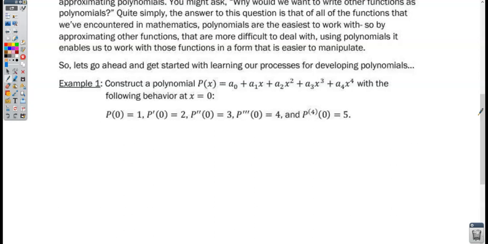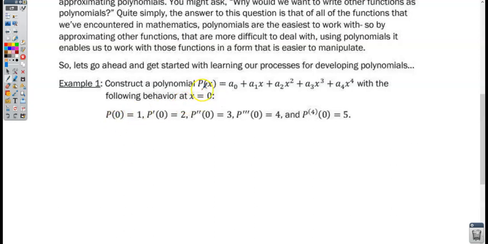We want the polynomial at 0 to be equal to 1. We want the derivative of the polynomial at 0 to be equal to 2. We want the second derivative of the polynomial at 0 to be equal to 3. We want the third derivative of the polynomial at 0 to be equal to 4. And we want the fourth derivative of the polynomial at 0 to equal 5. This kind of seems like it might be difficult for us to do at first glance, but it's actually relatively simple, again, because of how predictable polynomials can be.